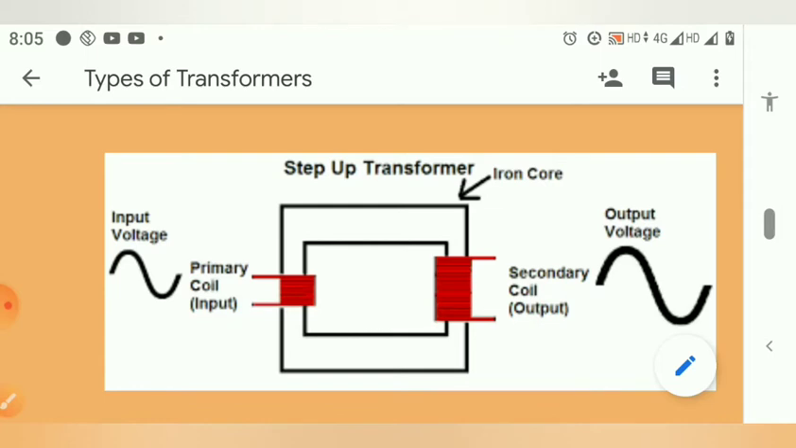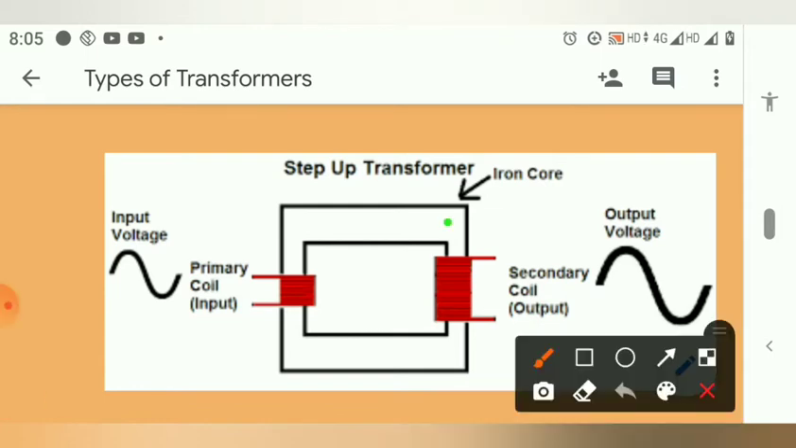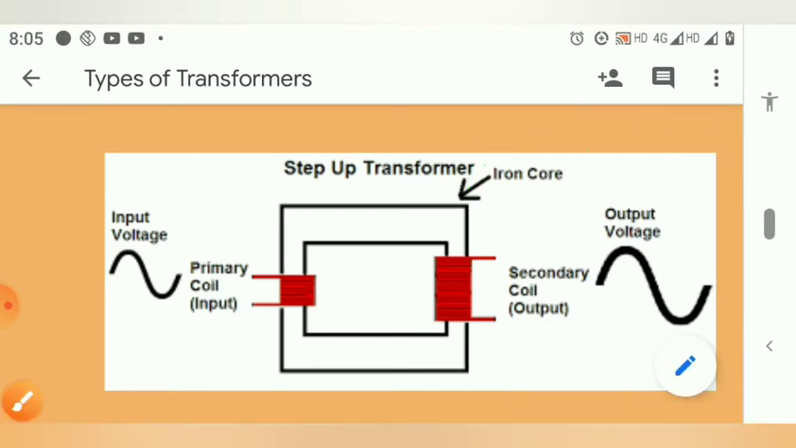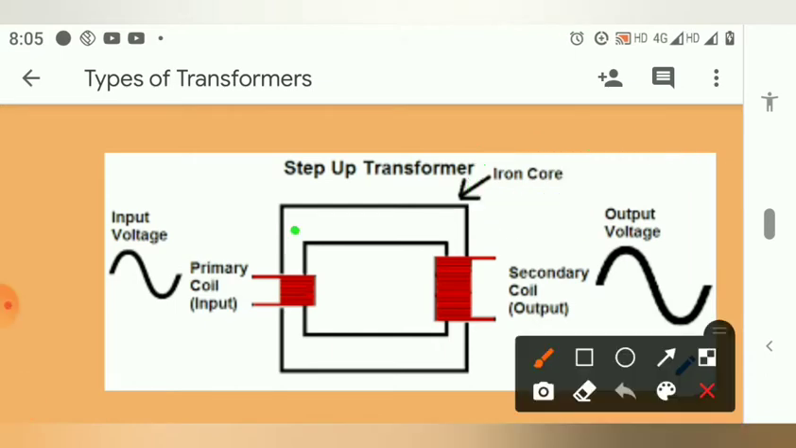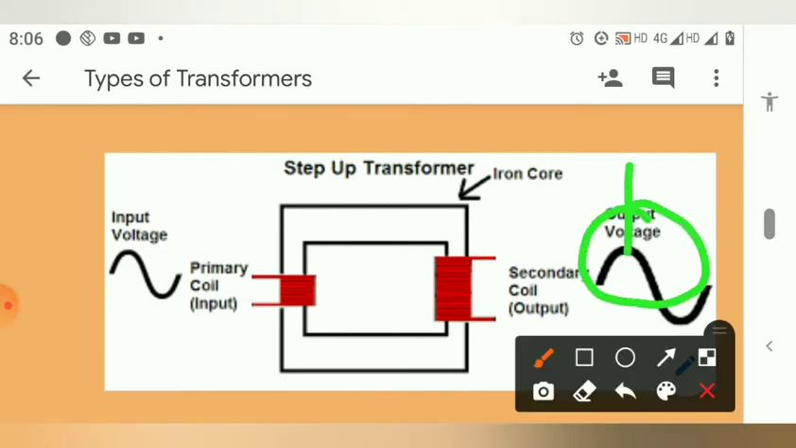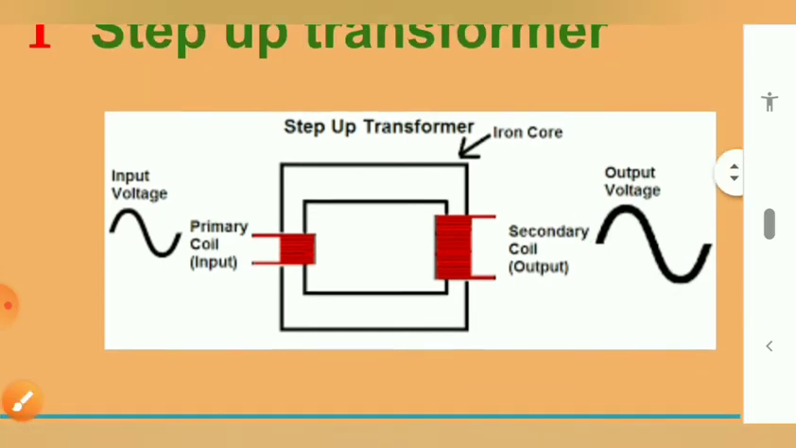And we can see that the material taken is a soft iron core. It is not mentioned, but it is a soft iron core, and the soft iron cores are laminated. What is laminated? Each core is laminated with a material so that they cannot be in contact with each other. Now we move ahead and see that the output voltage obtained is also alternating current, AC.